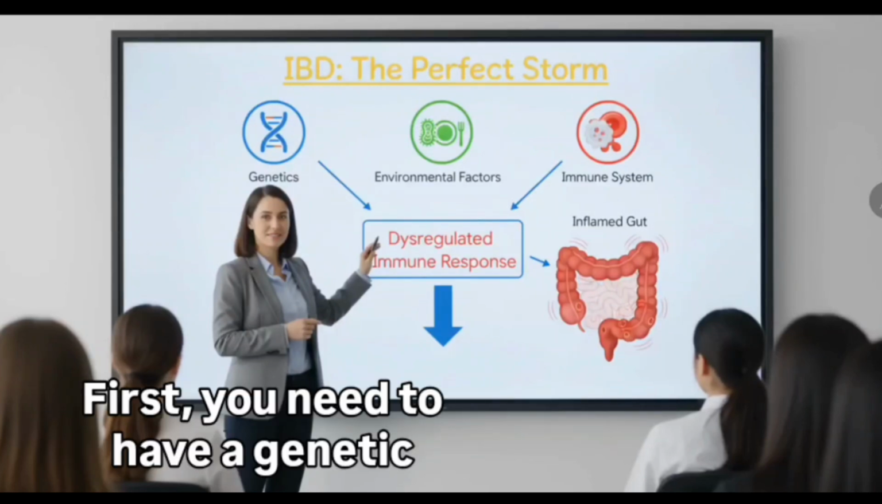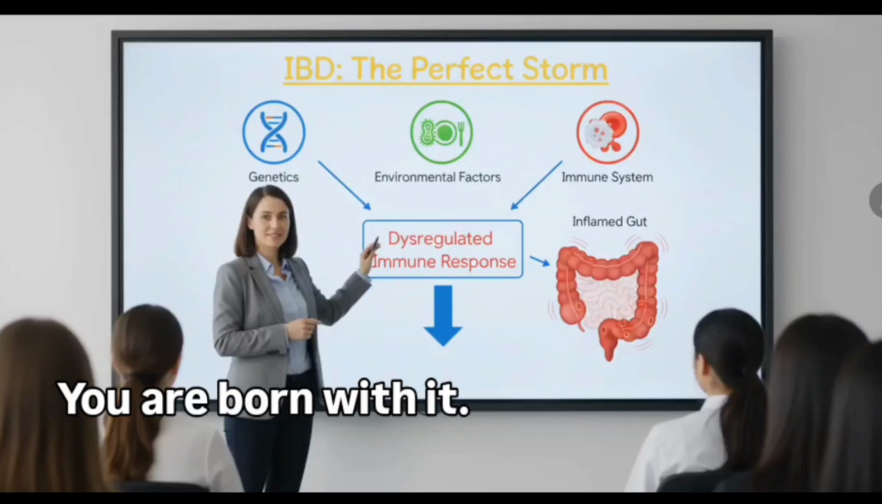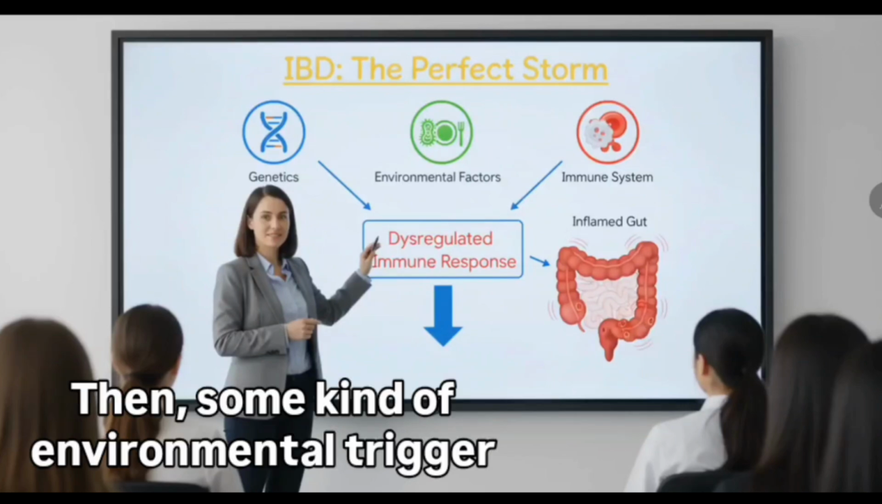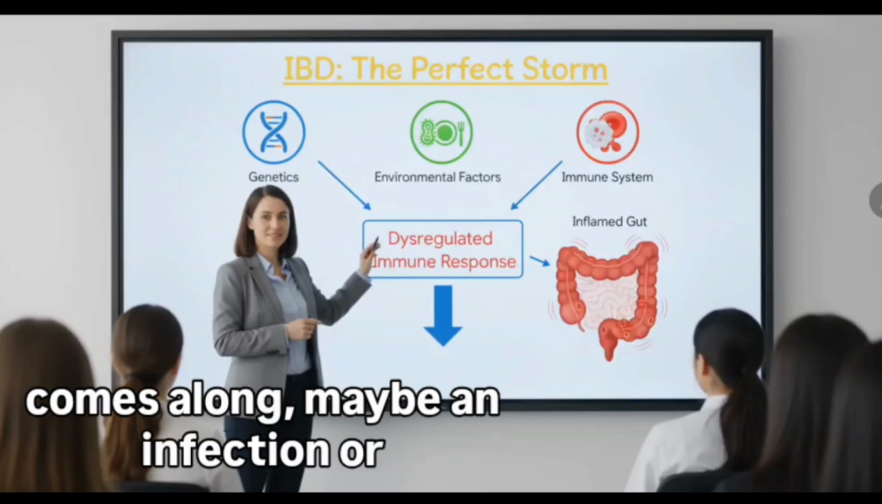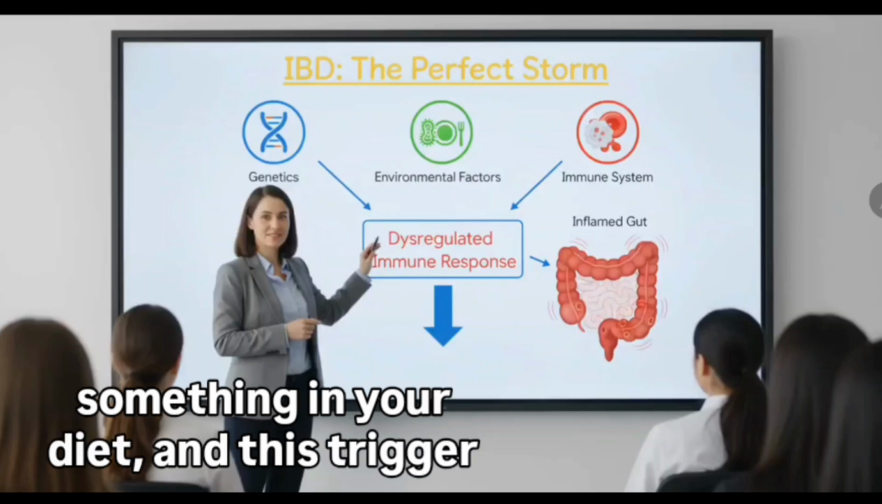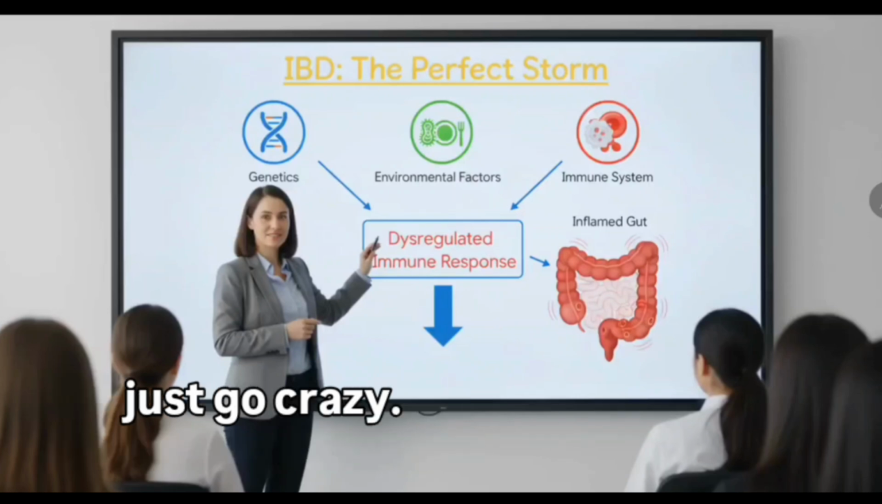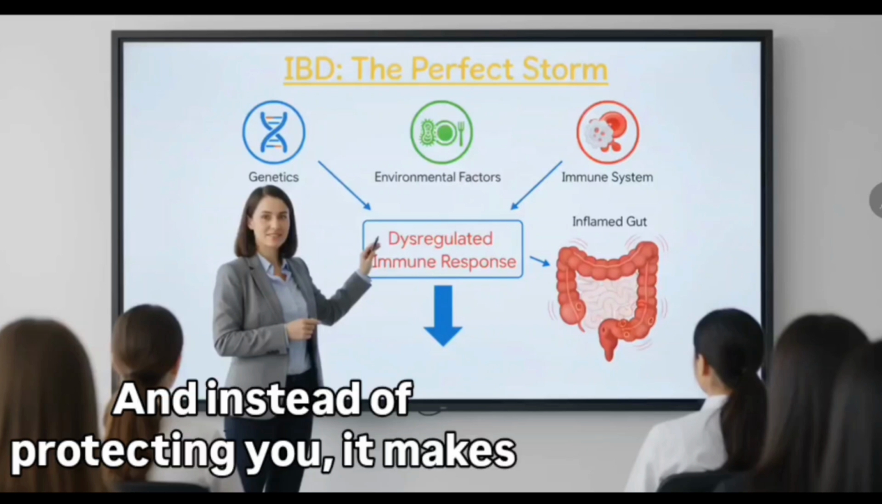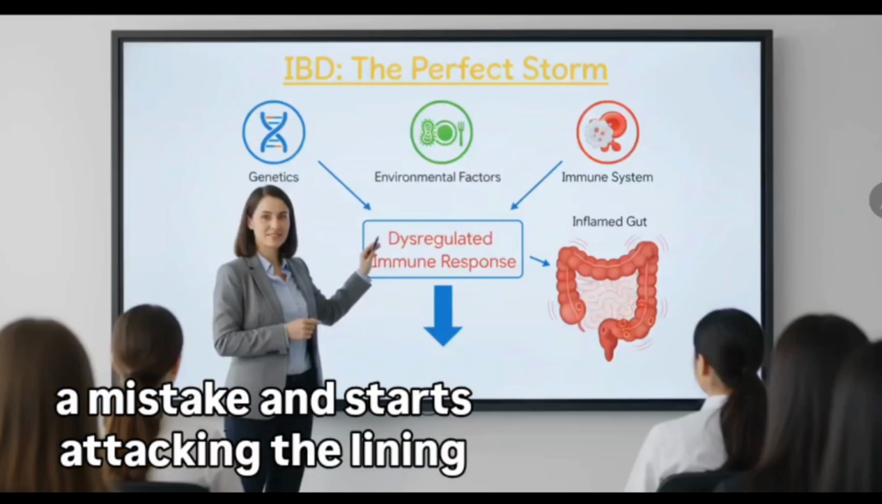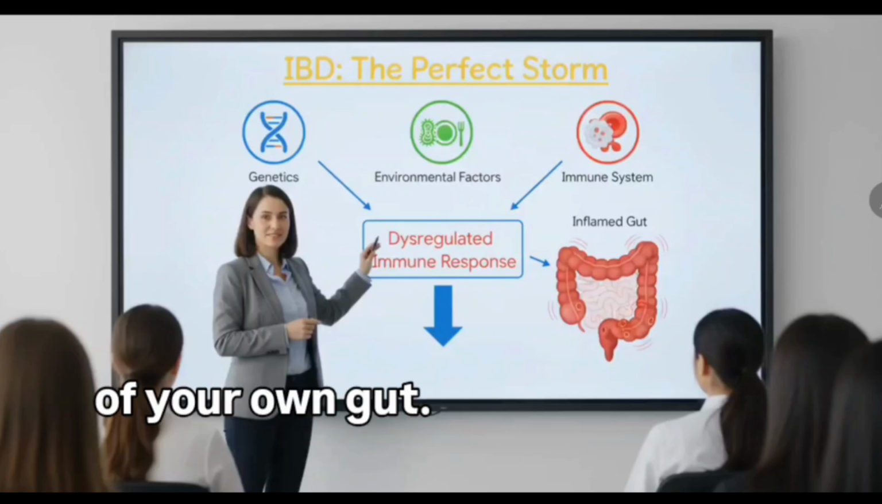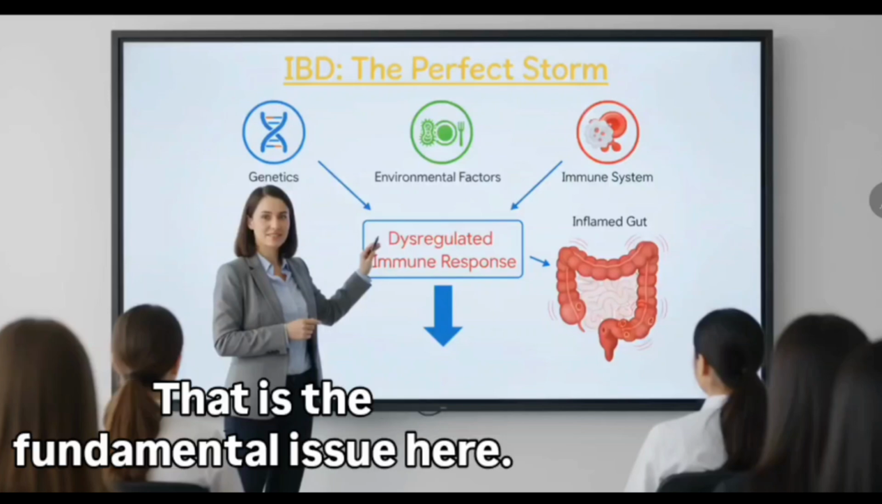First, you need to have a genetic predisposition. You are born with it. Then, some kind of environmental trigger comes along, maybe an infection or something in your diet. And this trigger causes the immune system in your gut to just go crazy. It goes into overdrive. And instead of protecting you, it makes a mistake and starts attacking the lining of your own gut. That is the fundamental issue here.